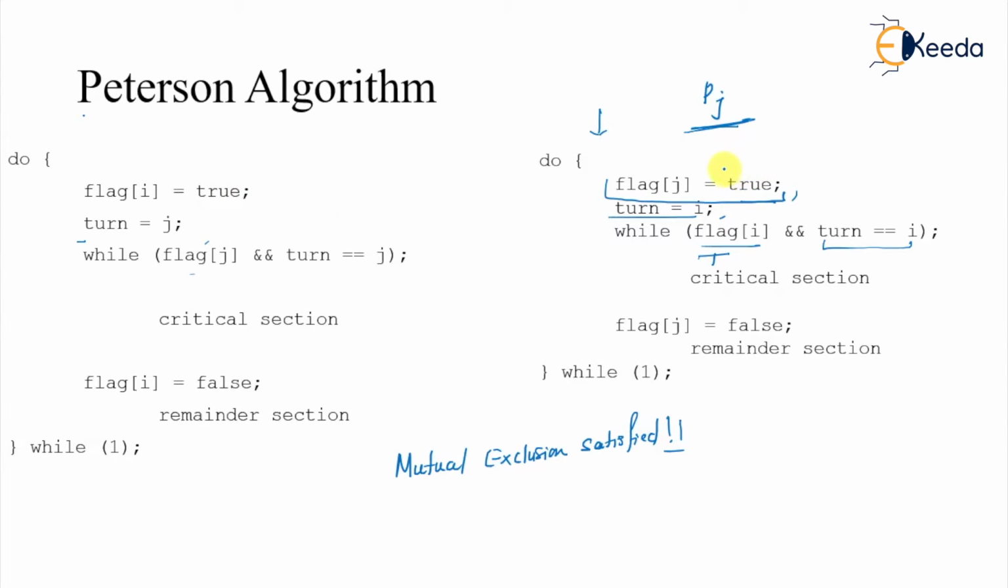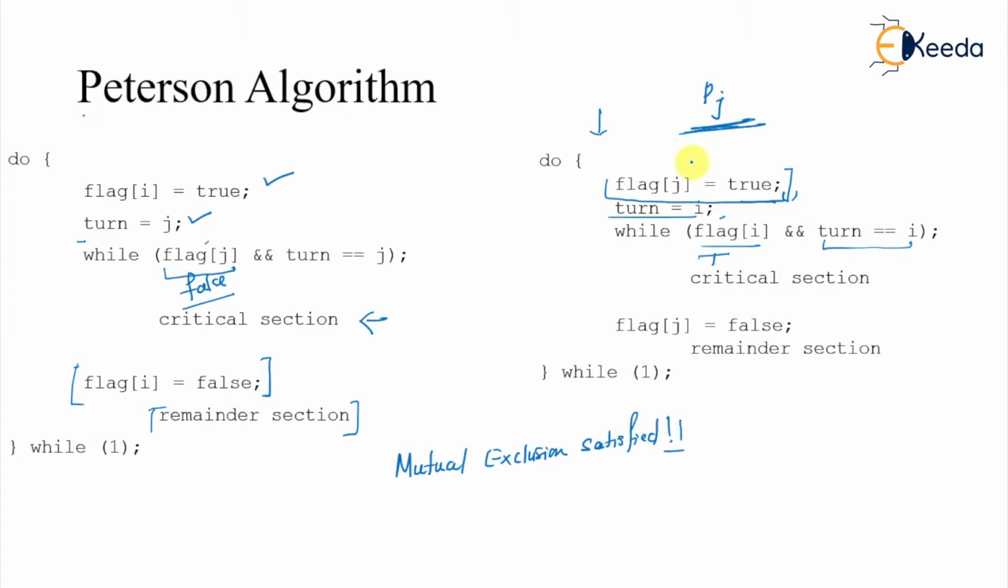Suppose only pi wants to enter, and pj is not interested, so it will not even set its flag to true. So pi will set its flag to true and set turn to j. When it checks flag j, it comes out as false, because pj is not interested. So pi will enter into the critical section. Finally it will set its flag to false, and now it is in the remainder section.